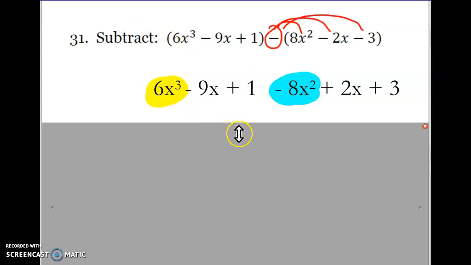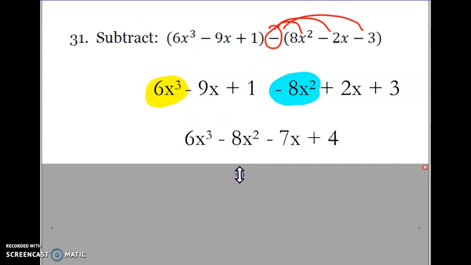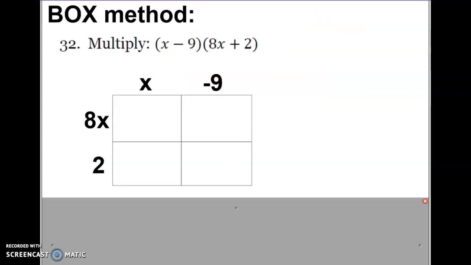And your final answer after combining like terms for the subtraction problem will be 6x to the third power minus 8x squared minus 7x plus 4. All right, so on to multiplying. Two different methods that we've talked about for multiplying are the box method or just distributing. And so I'll do the first one with the box method, and then we'll distribute for the next.